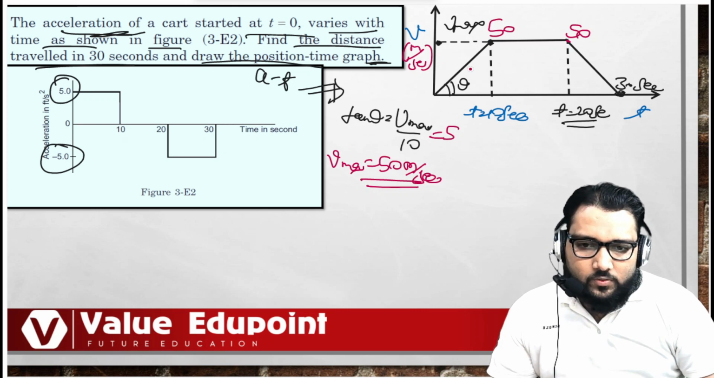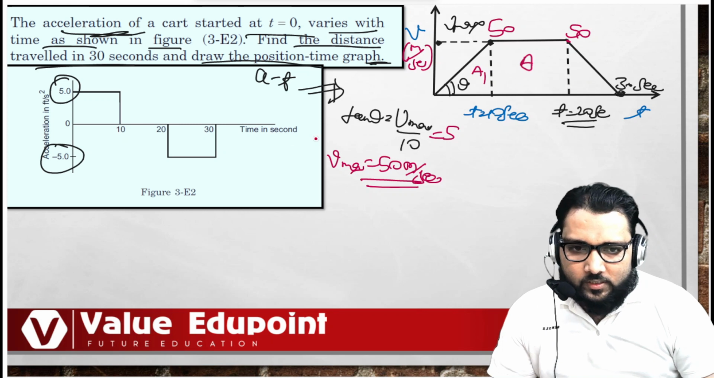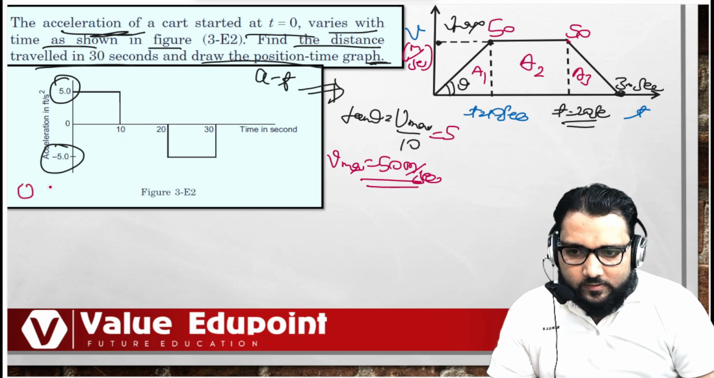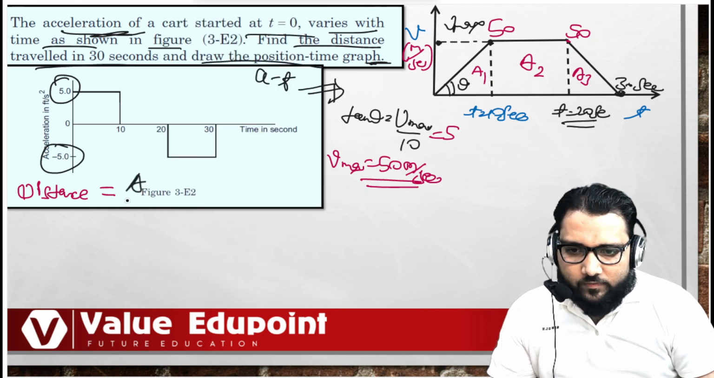Okay, guys, what I'm telling you is very important. Suppose the area under this curve is A1, under this curve A2, and under this curve A3. Whenever you ask for distance, we will take the modulus of areas, because area may be negative. So we take the modulus of A1, A2 and A3. Is it okay, guys?